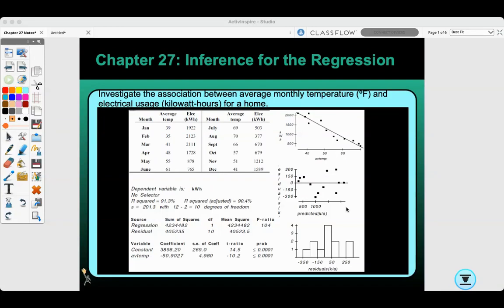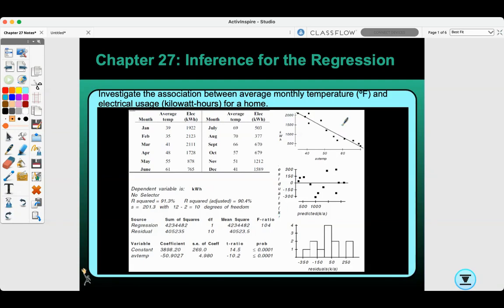Today we're going to do chapter 27, Inference for Regression. So we're going to investigate the association between average monthly temperature in degrees Fahrenheit and electrical usage in kilowatts per hour for a home. So this here is information that will be given to you in a problem.